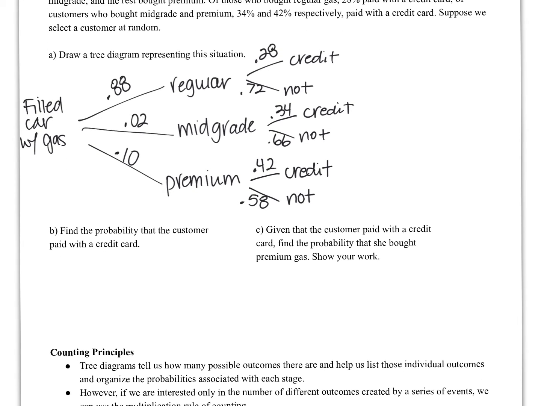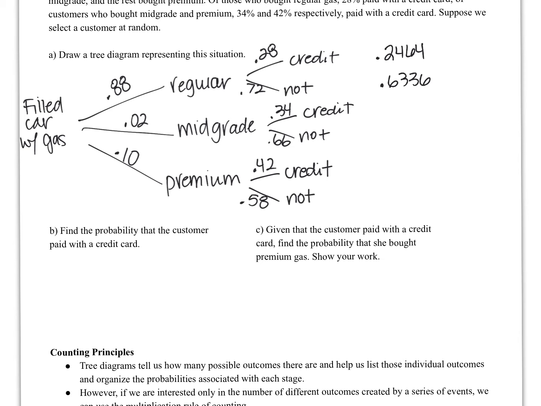Okay. I'm going to go ahead and find all of the and probabilities now, just so I don't have to do it later. So regular and credit is 0.88 times 0.28. So that's 0.2464. Regular and not a credit card, 0.88 times 0.72. It's 0.6336.